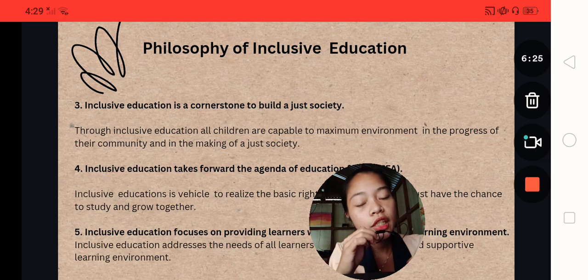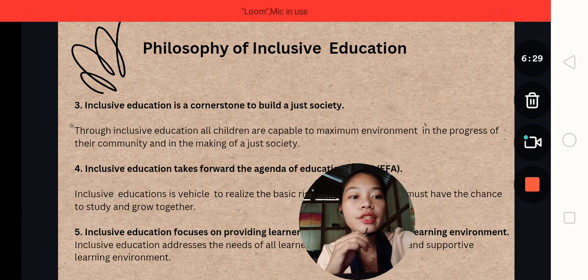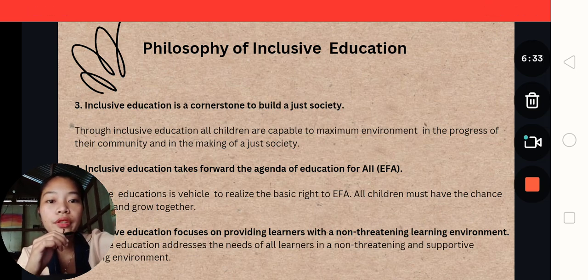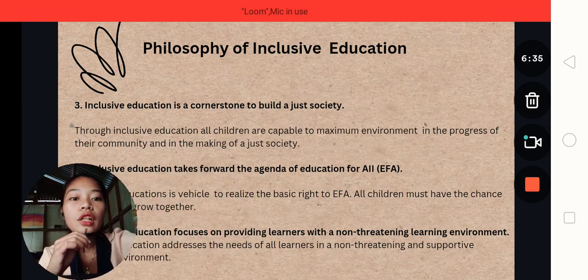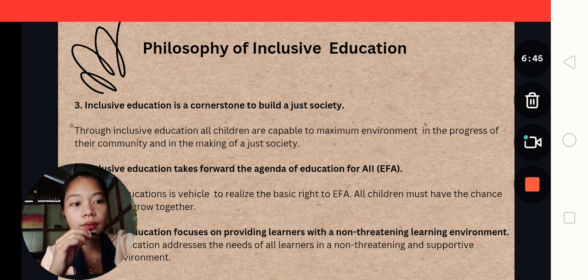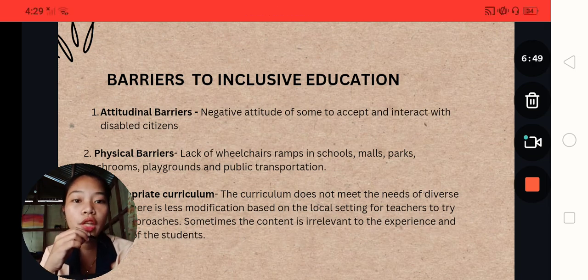Number 5, inclusive education focuses on providing learners with an engaging learning environment, and education addresses the needs of all learners in a non-threatening and supportive environment. That is the philosophy of inclusive education. Then, there are barriers to inclusive education.